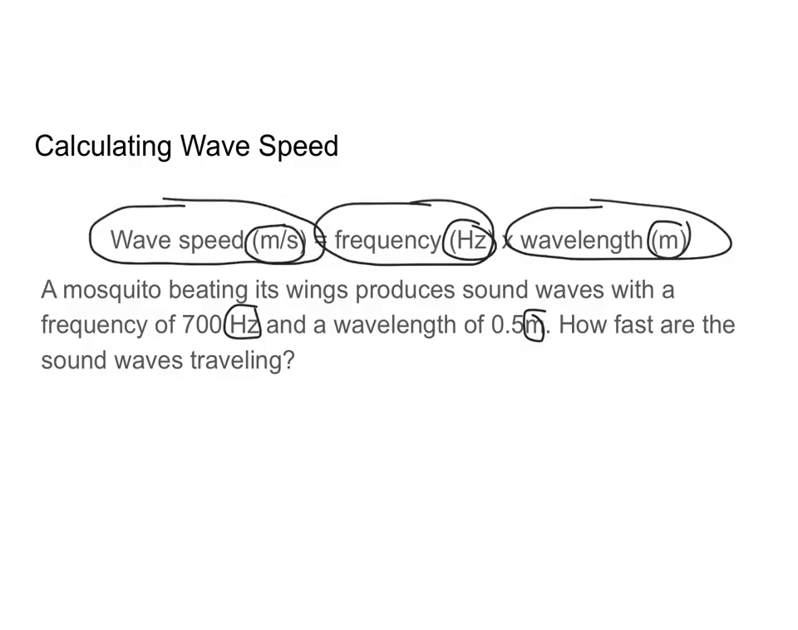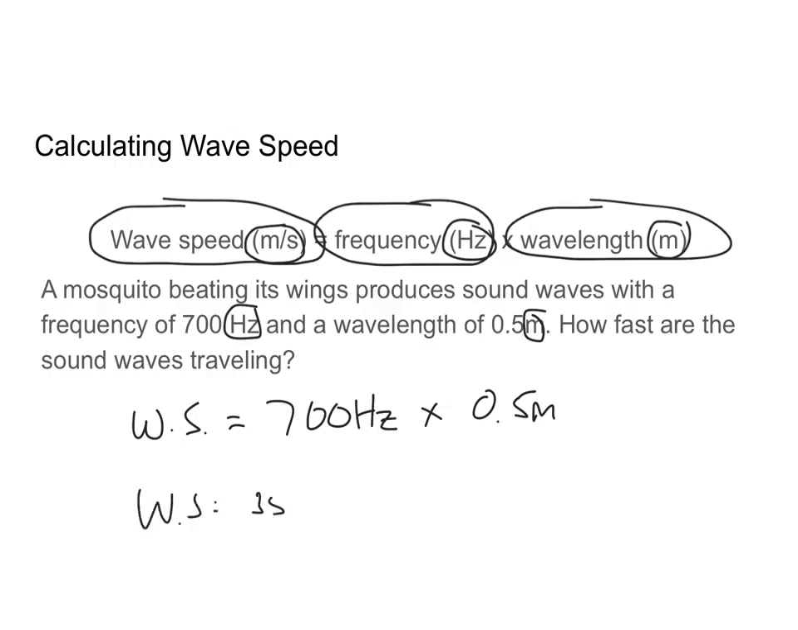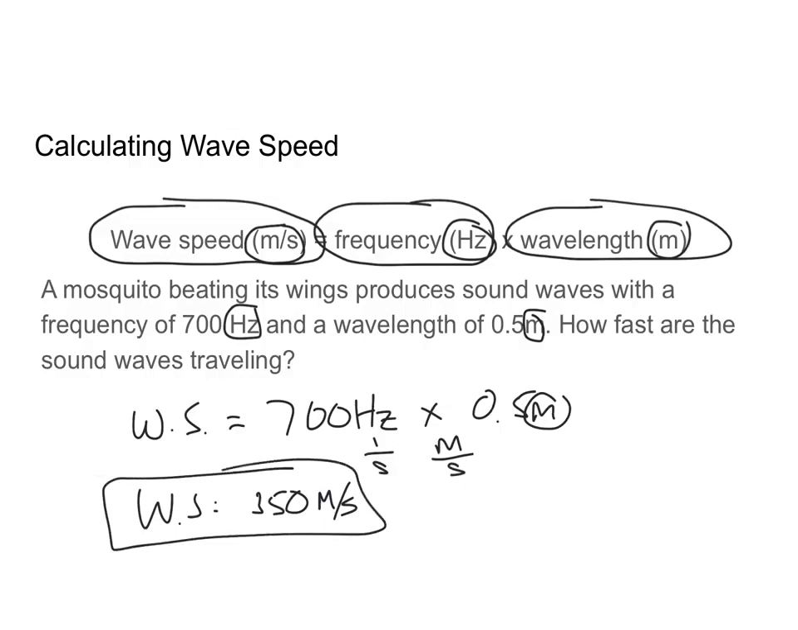So we can set this up this way. I'm just going to use WS for wave speed equals frequency of 700 hertz multiplied by 0.5 meters, and my wave speed equals 350 meters per second. And I know that's my units because I have meters here, and this hertz really means 1 divided by seconds. And so when I multiply by meters, I end up with a unit of meters per second. So this would be the answer to this problem.